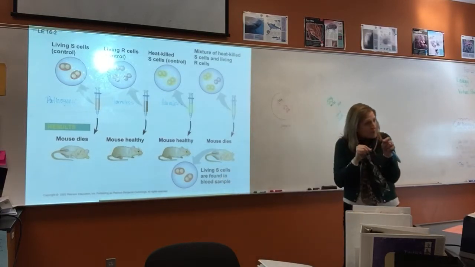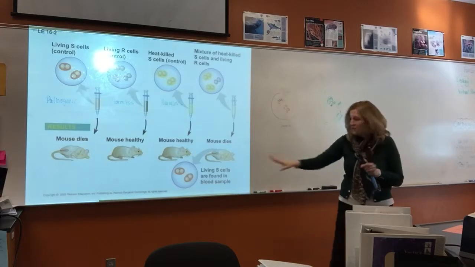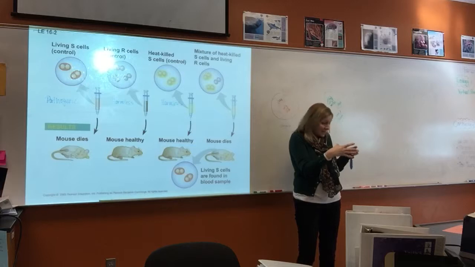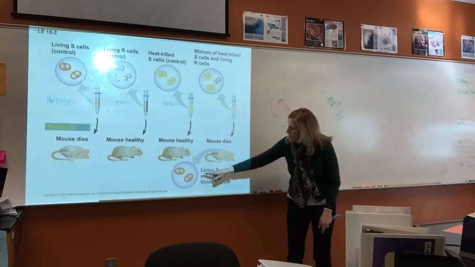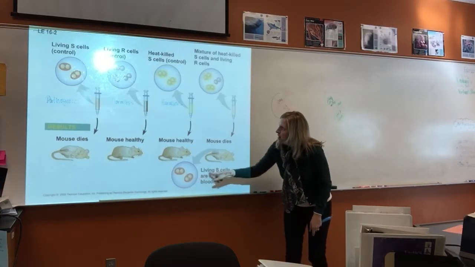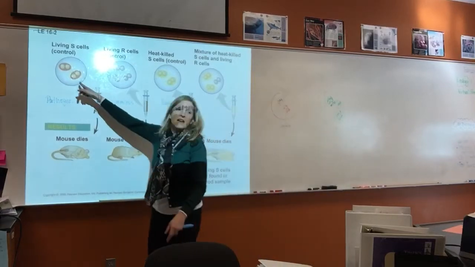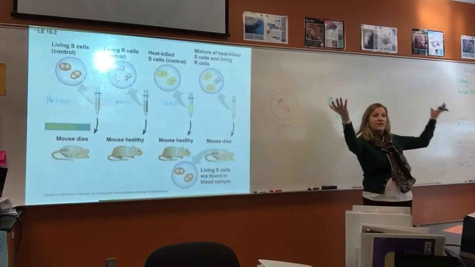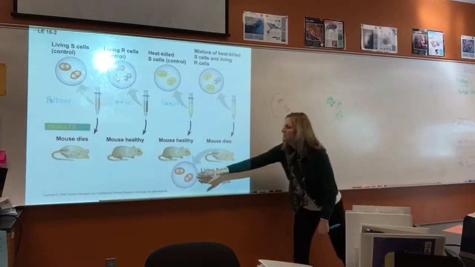So he opens up the mouse and he cultures some of the bacteria in the mice, and he puts it on a petri dish and grows the bacteria and looks to see what's in the mouse that's making it kill. All of a sudden, what's in the mouse are the living S cells that he never put into the bacteria. All right, so his question is, where in the world do the living S cells come from? Because I didn't put those in there.